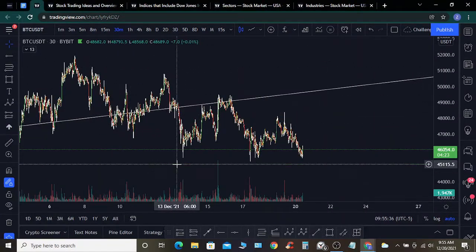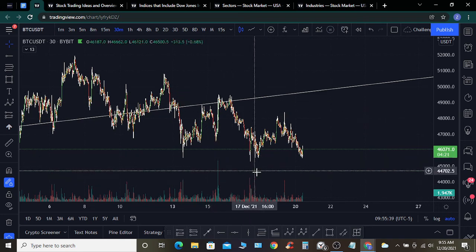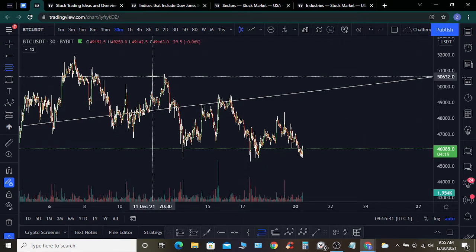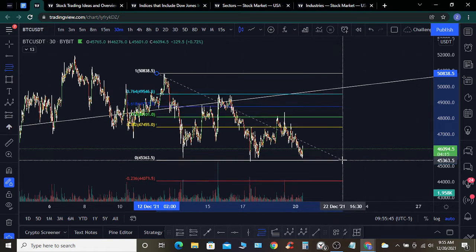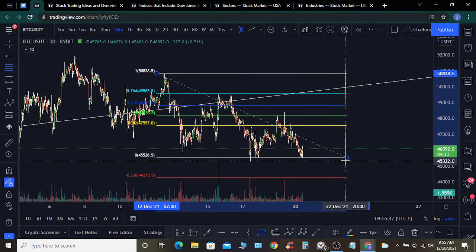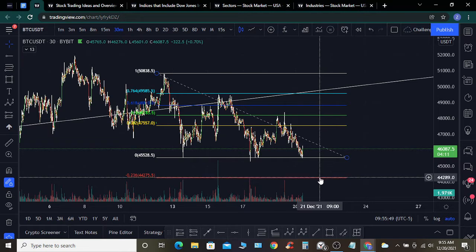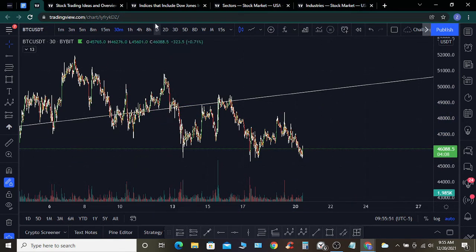boom, boom, boom. This one got filled, came back up. This one did not get filled. So that's kind of the strategy when it comes to this one right here. And yeah, I'd be watching this price level right here. Anything else that I can say?